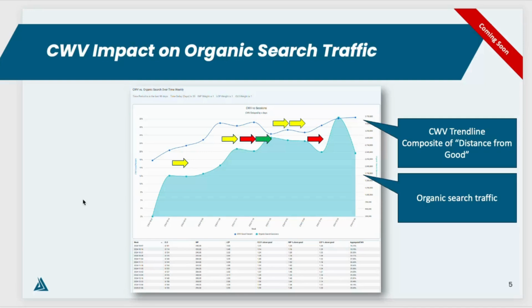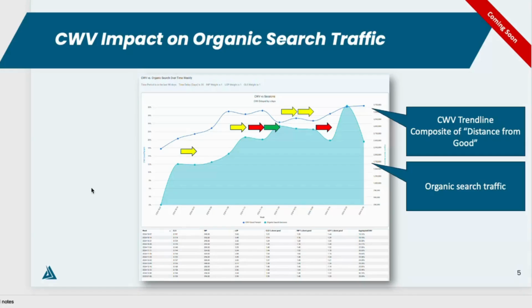The first report is CWV impact on organic search, that primarily ties the connection between improvements in user experience by optimizing CWV and how that translates into people finding your website and coming to it organically. Essentially, what you're looking at is a trend line, a composite of CWV. We also have it separate on three other charts, independent CWV metrics. And then the area chart talks about the volume of organic search and how those trend over time.